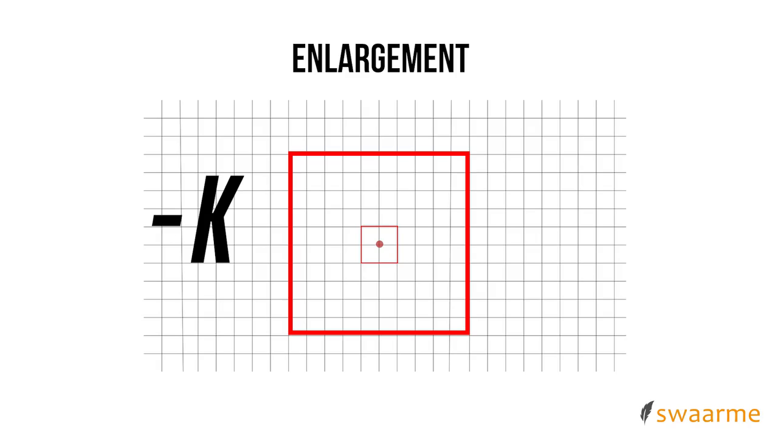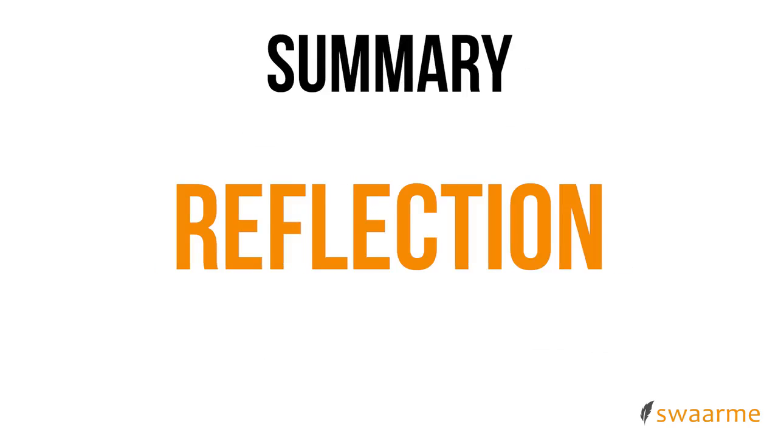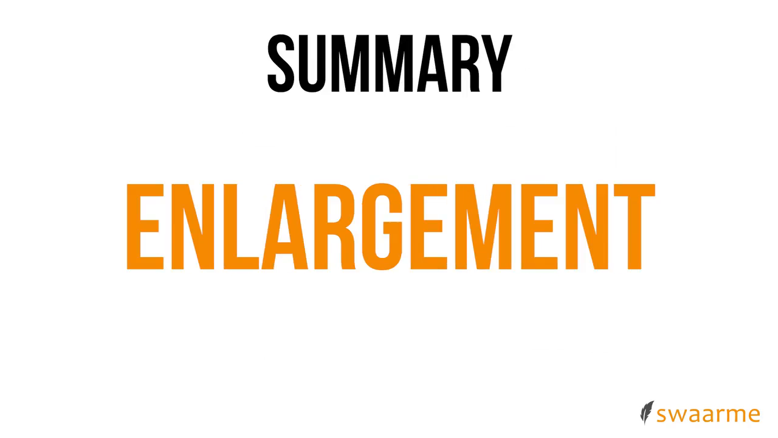In this example, the shape enlarges by a factor K of 2, growing from a width of 2 units to a width of 4 units. In this video, we learned about the various types of transformations, namely, translation, reflection, rotation, and enlargement.